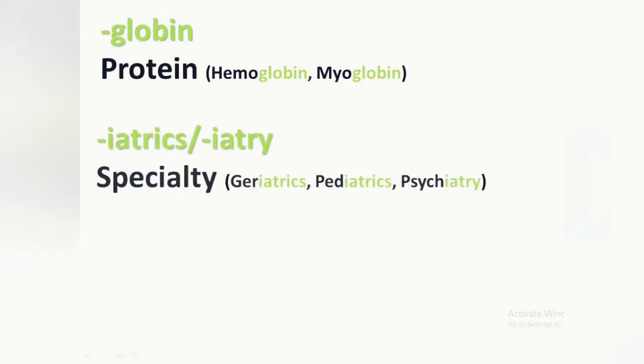Another suffix is iatrics or iatry, which means specialty term. Geriatrics is the specialty that focuses on the healthcare of elderly people. Pediatrics is the specialty that focuses on the healthcare of young children. And psychiatry is a medical specialty devoted to the diagnosis, prevention and treatment of mental disorders.